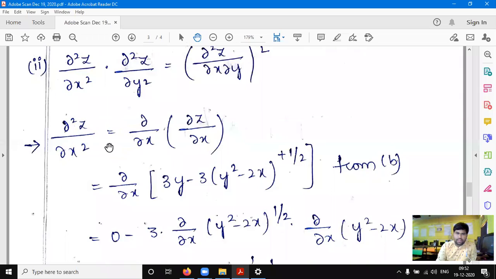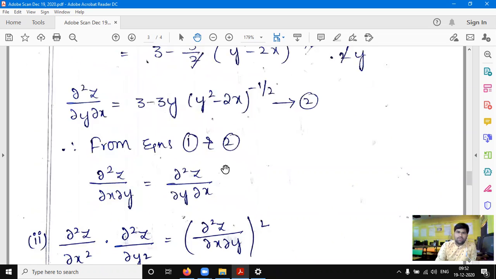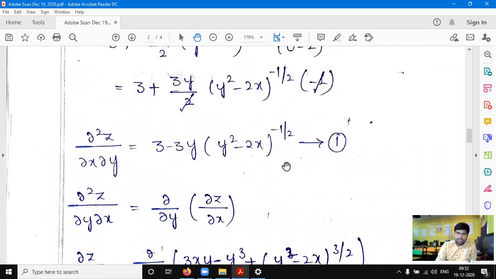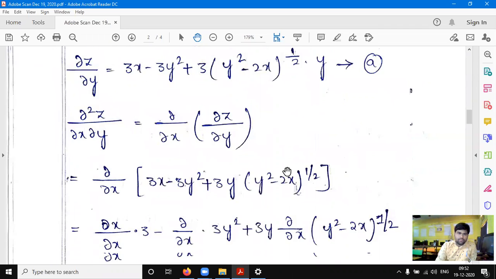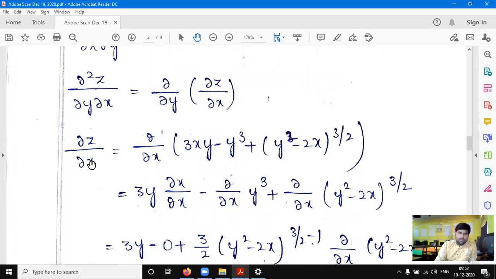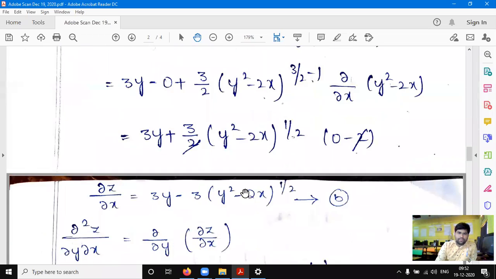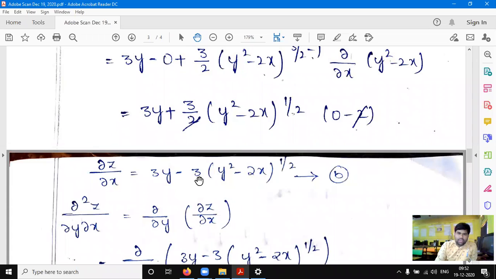That is ∂²z/∂x², which is nothing but ∂/∂x of ∂z/∂x. So ∂z/∂x from equation B. Z is the same for both problems, the first problem and the second problem. So we get ∂z/∂x is equal to 3y minus 3 into (y² minus 2x) whole to the power of 1 by 2.